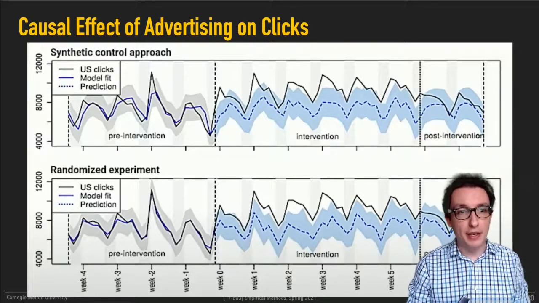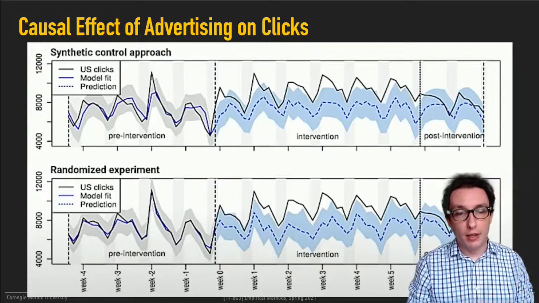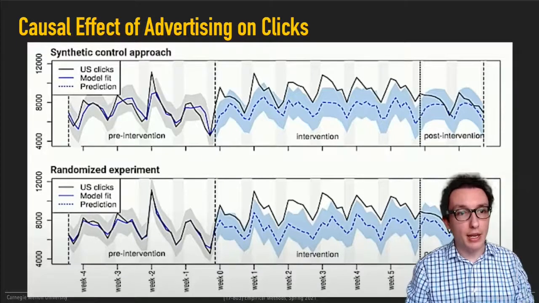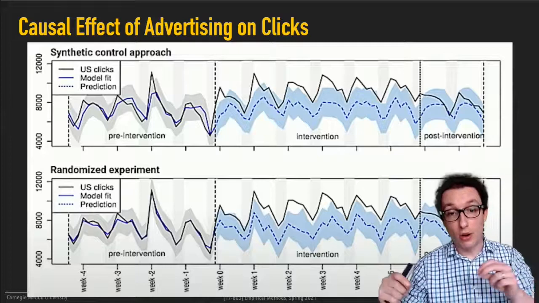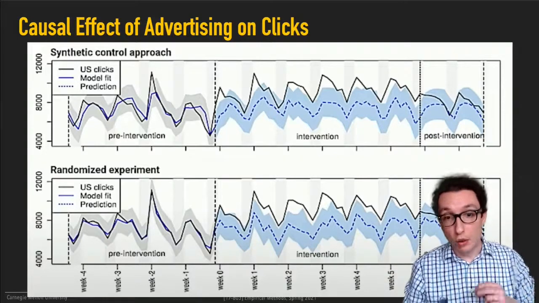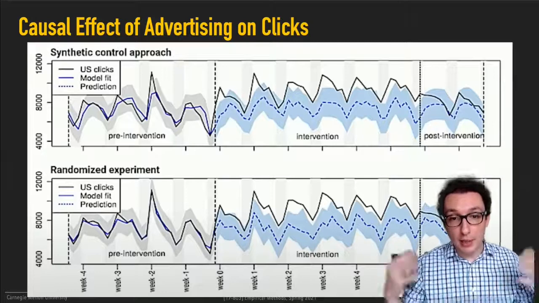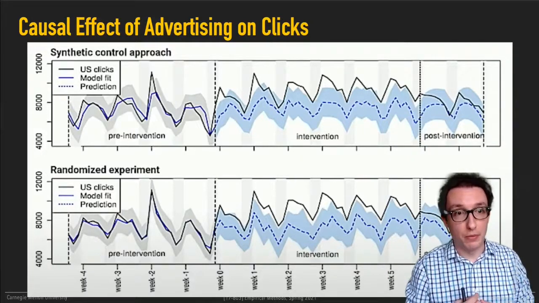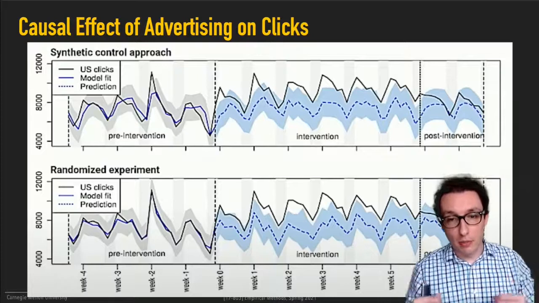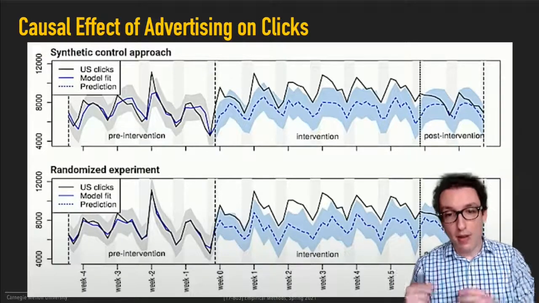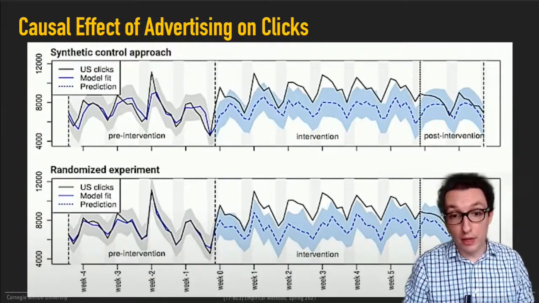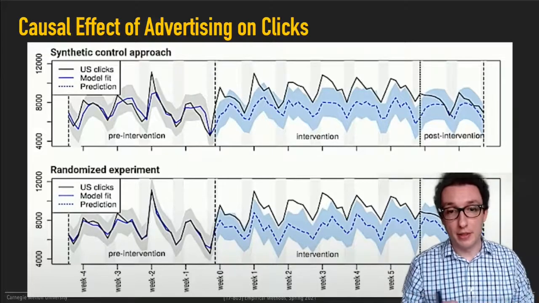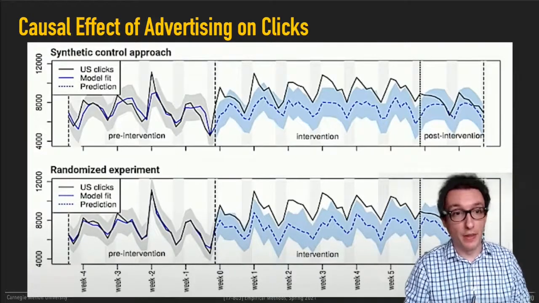And here, their time series of interest is clicks on some website, clicks on some ad, over time, right? And they've changed something in the design of that ad or whatever. Then they're tracking the number of clicks on that ad over time. And they want to reason about the effect of this particular intervention, which was, I don't know, this redesign of the ad or something like that.